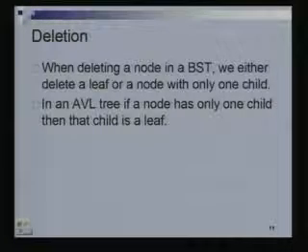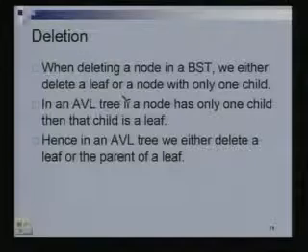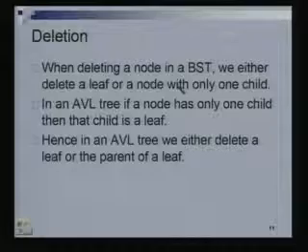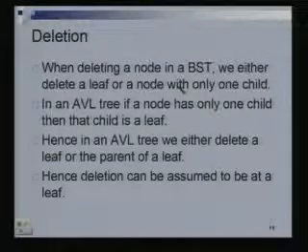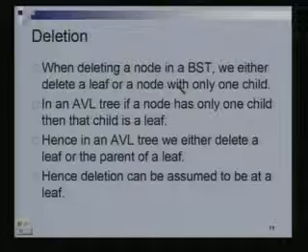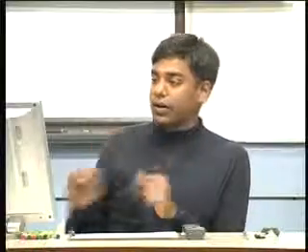So what are we saying? When I am deleting in an AVL tree, I am either deleting a leaf or I am deleting the parent of a leaf. If I am deleting a node with only one child, then it is the parent of a leaf. If I am deleting the parent of a leaf, I can think of it as if I was deleting the leaf and copying the content of the leaf into the parent. So I can always think of it as if I am deleting a leaf. Let's just keep that in mind.